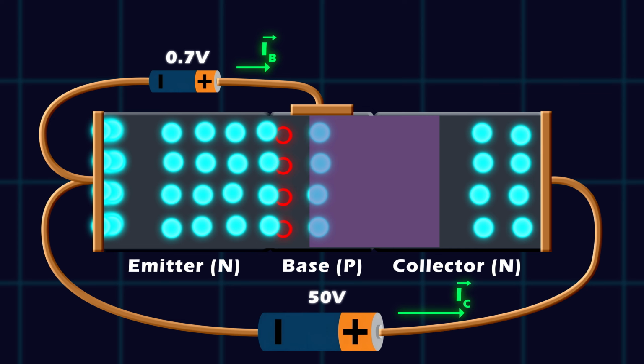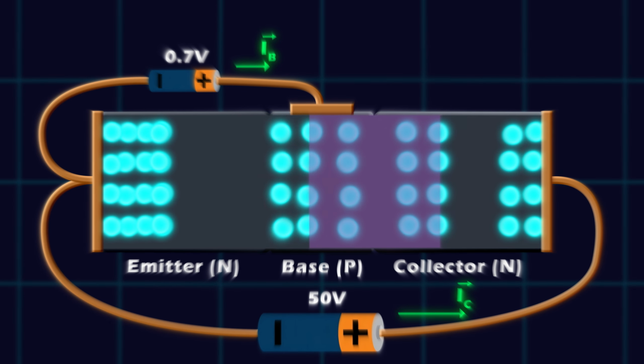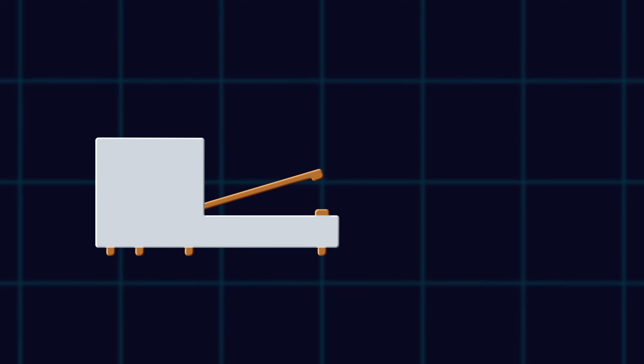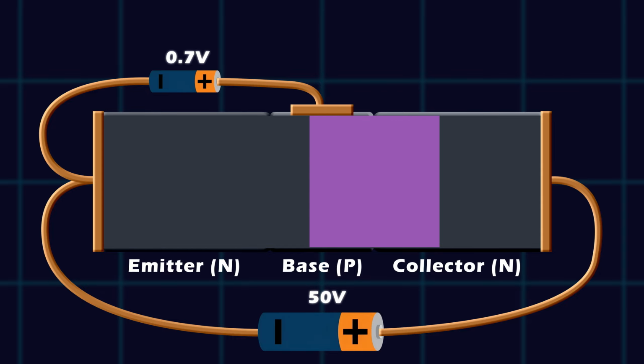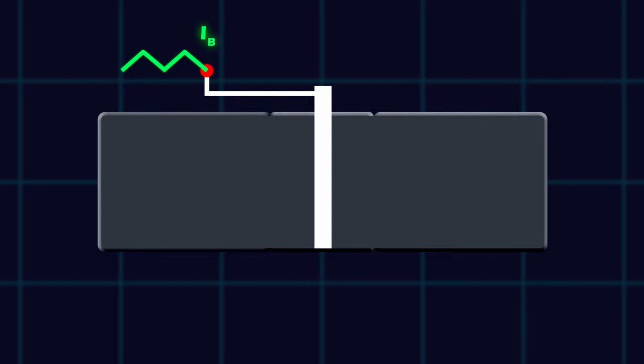You might ask, isn't this just a tiny switch? Yes, but with a superpower. A mechanical switch is binary. It is either fully open or fully closed. A transistor, however, is proportional. Think of it as a precision valve. The tiny current we inject into the base doesn't just flip the switch. It controls the exact size of the opening.